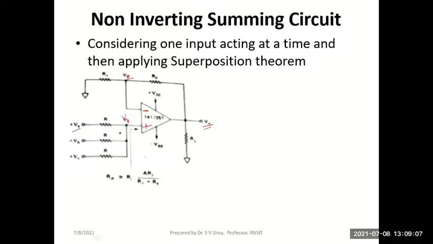Let's try to find an expression for output voltage here. Remember, in this circuit, if I have to find an expression for the output voltage, I will have to make use of superposition theorem. If I don't use superposition theorem, I will not be able to simplify and find an expression for the output voltage.